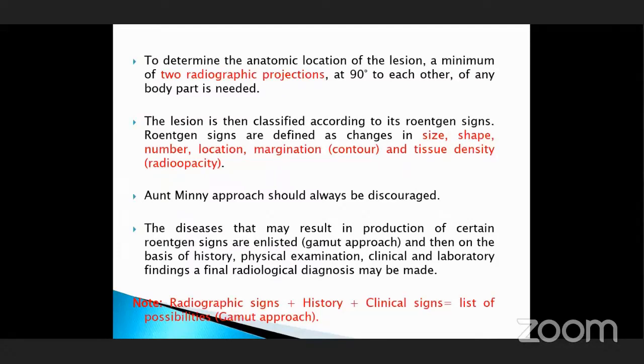Now, the Antony approach, that means an immediate approach to jump at a diagnosis, should always be avoided. Based on the lesion you identify, based on the changes, you make a list of diagnoses that may produce similar lesions. Then combine the radiographic abnormality you detected, correlate it with the history and clinical signs, and then give your diagnosis. That is known as the gamut approach.